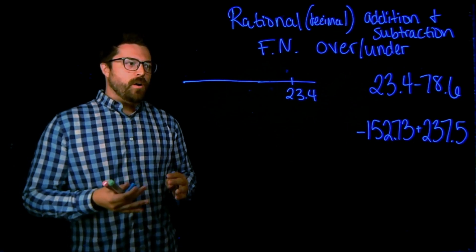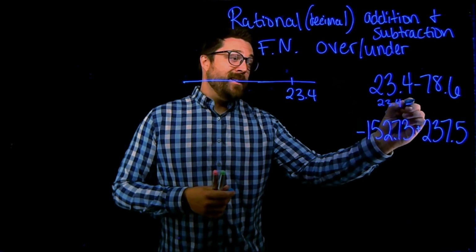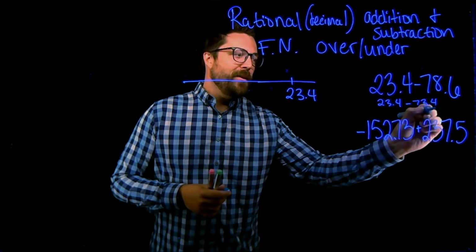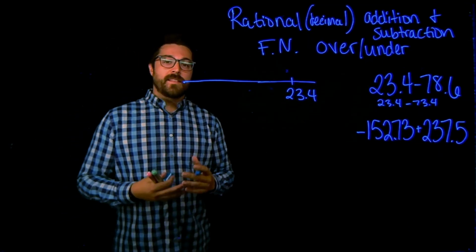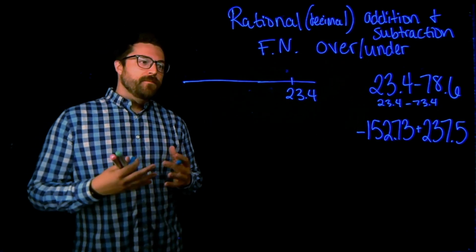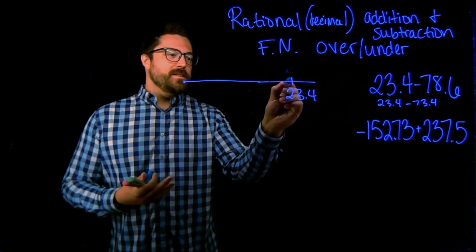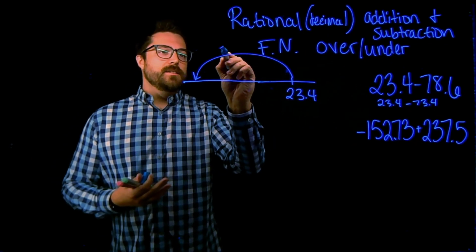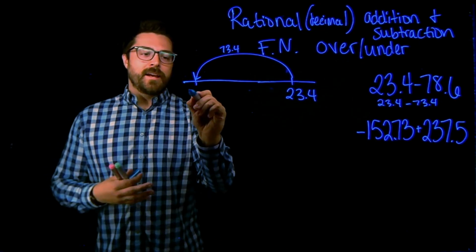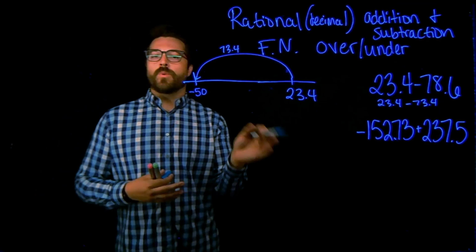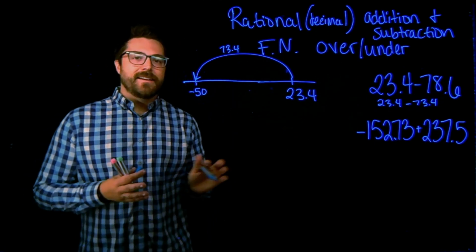If this were, let's say, 23.4 minus 73.4, it would be a lot easier for me to think about. That's something that I can do and reason mentally, and so that's actually going to be my first step: instead of subtracting 78.6, I'm going to subtract 73.4 because I know that is going to land me at negative 50. That first 23.4 that I subtract gets me to 0. I have 50 left, so I'm going to be at negative 50.